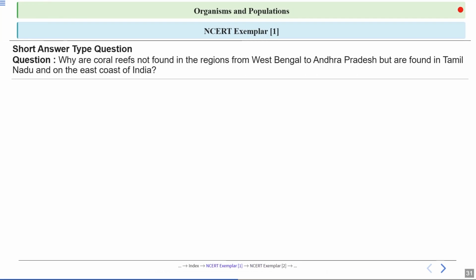Moving on to the next question. The next question is, why are coral reefs not found in the regions from West Bengal to Andhra Pradesh but are found in Tamil Nadu and on the east coast of India? What is the correct answer?